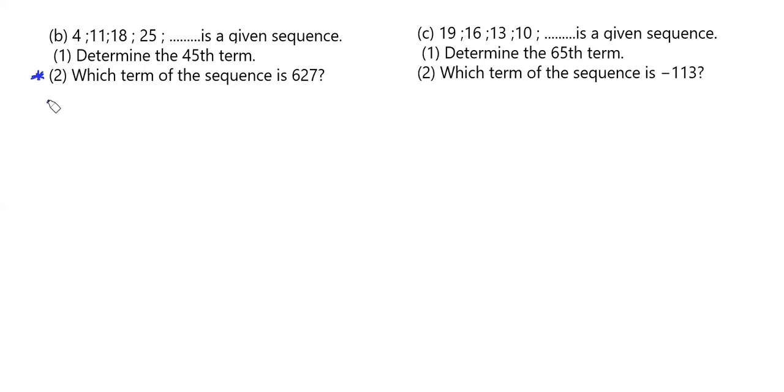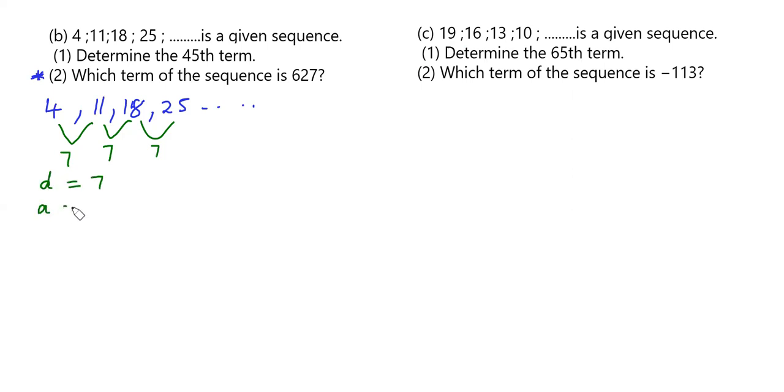Now let's have our sequence here. It's 4, 11, 18, 25. It goes on like that. Let's look at the differences here. 11 minus 4 is going to give us 7. Then 18 minus 11 is going to give us 7. 25 minus 18 is going to give us 7. So we have got our D equals 7. Our A equals 4.